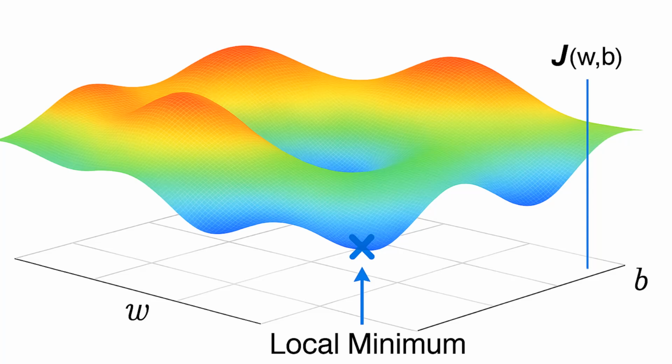But you don't have a map. You can only look around your feet and see which direction slopes downward the most. This is exactly what gradient descent tells you to do. Look around, find the steepest downhill direction, take a small step, and repeat. If we keep doing that step after step, we naturally end up at the lowest point, or the local minimum.